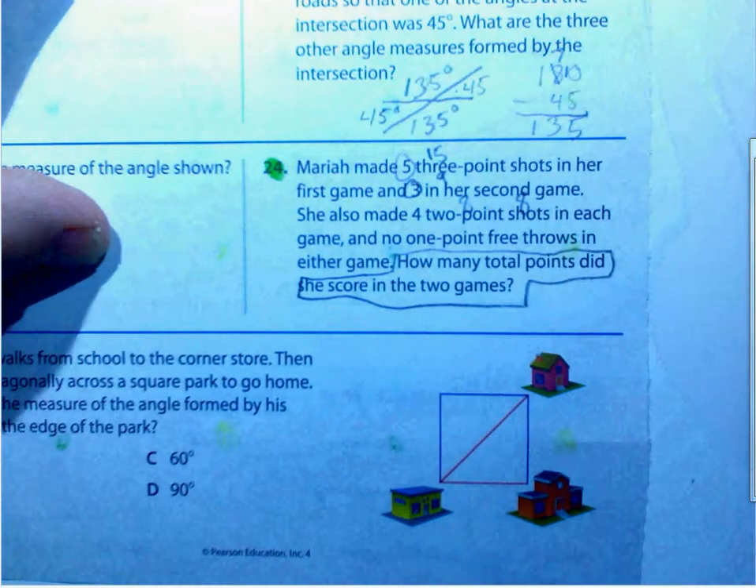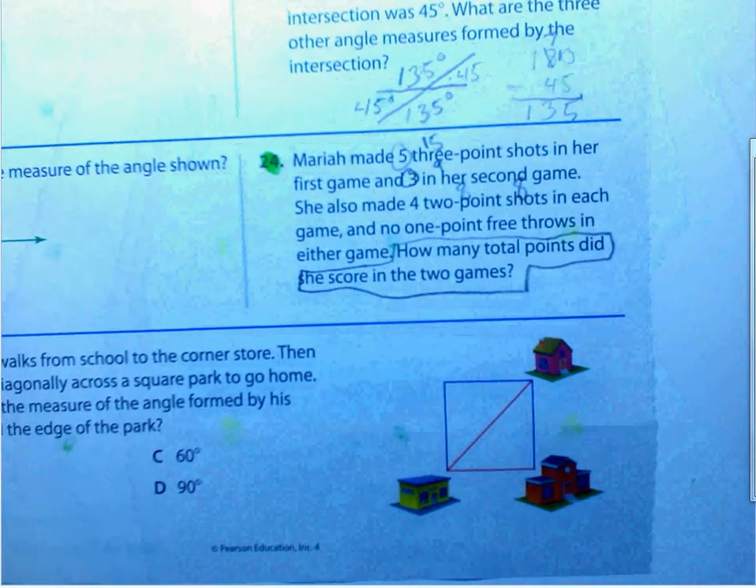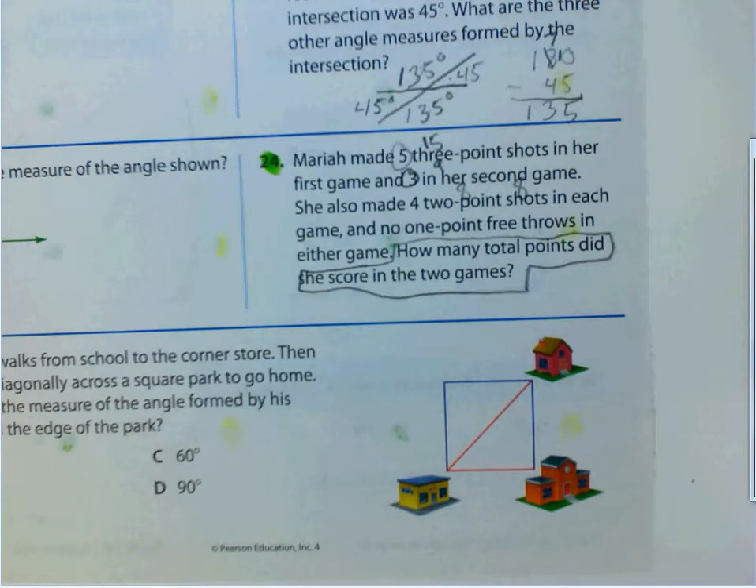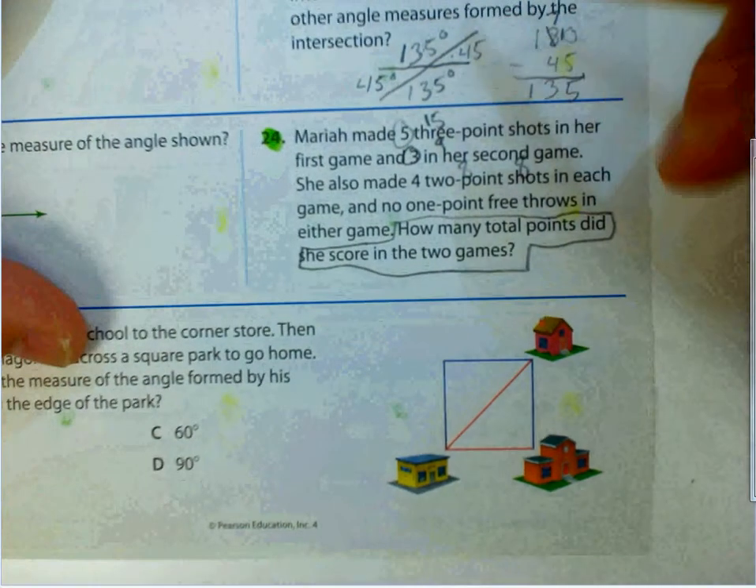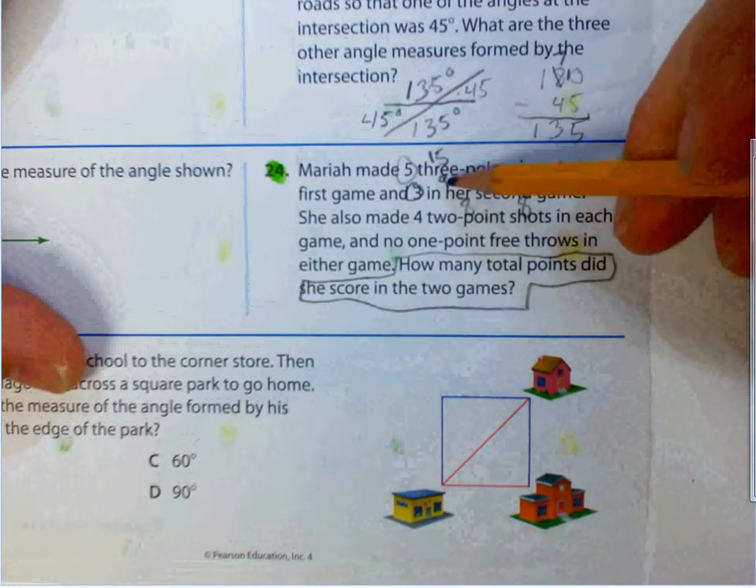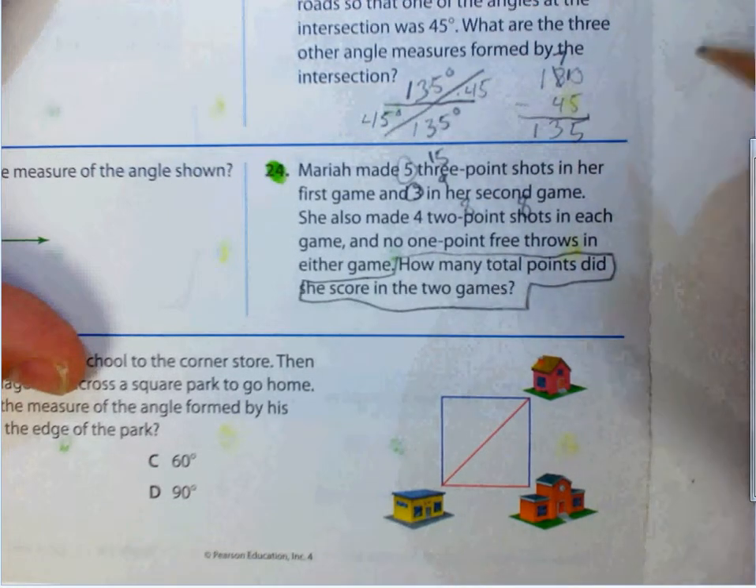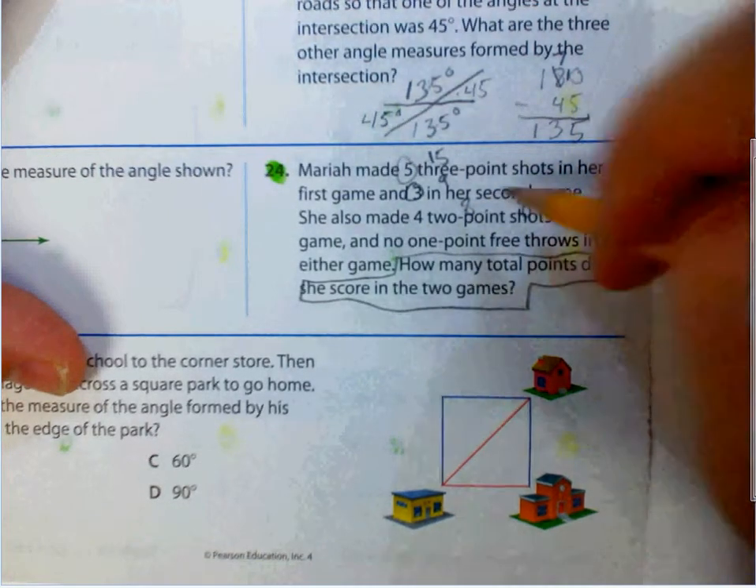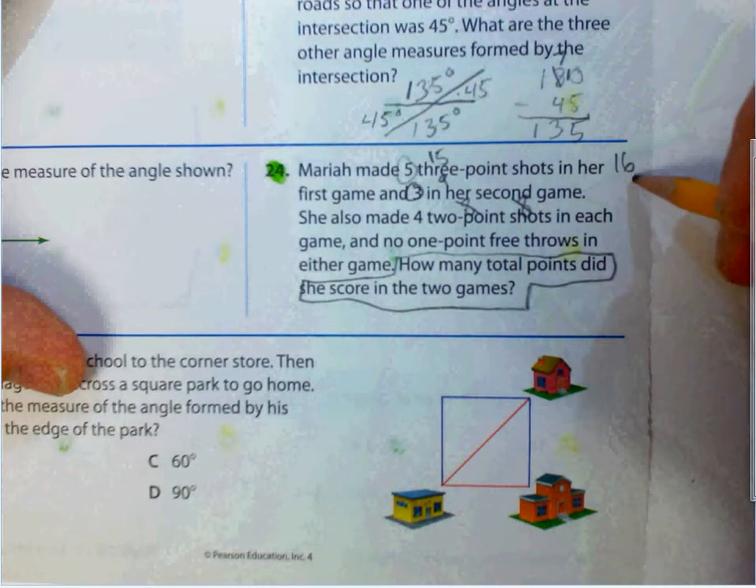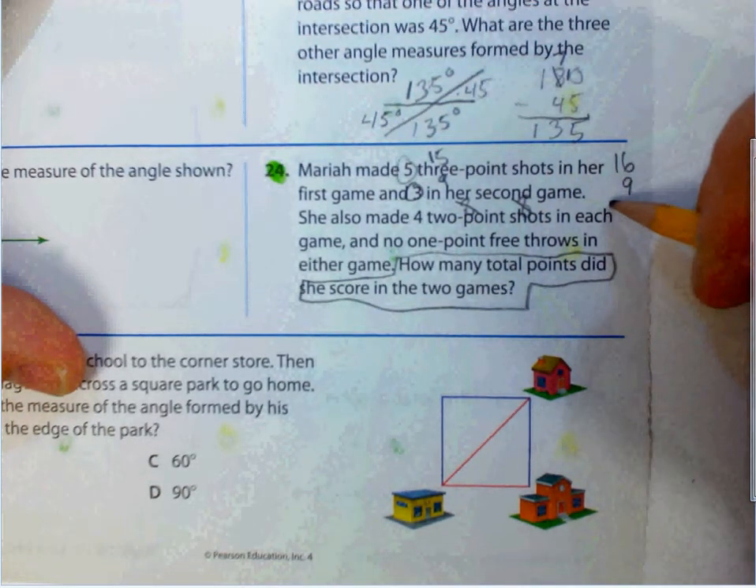So basically all we have to do is go ahead and add up 15, 9, 8, and 8. 8 and 8 is 16. Then I have 9 and 15 right there.